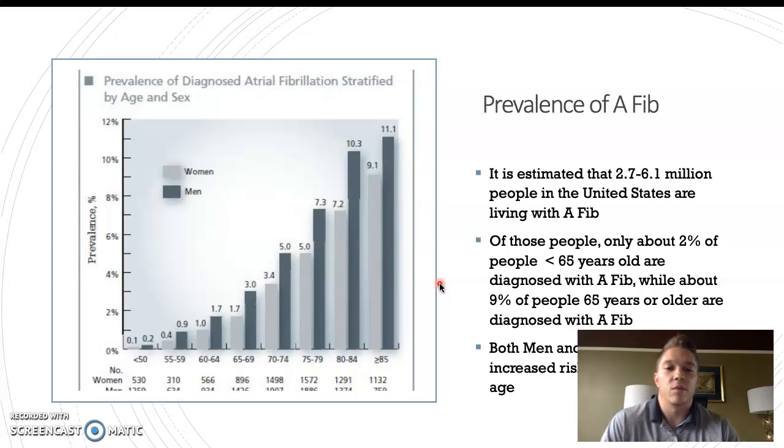Also, both men and women have an increased risk for AFib as they age, as you can see in this chart to our left. But it's known that women tend to live longer than men now, so as they get older, more women than men are being diagnosed with AFib as of recently.